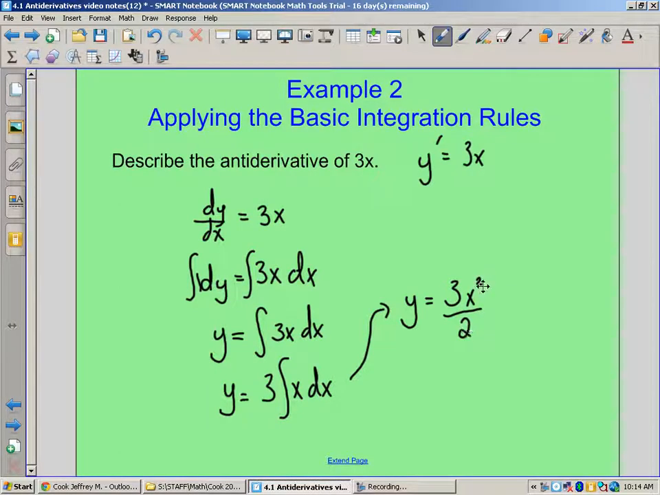Now think about it. If I was to do the derivative on this, the 2 gets multiplied by the 3, which gives us 6, and then we divide it by 2, we get back to the 3 that we originally started with. So that should make sense.